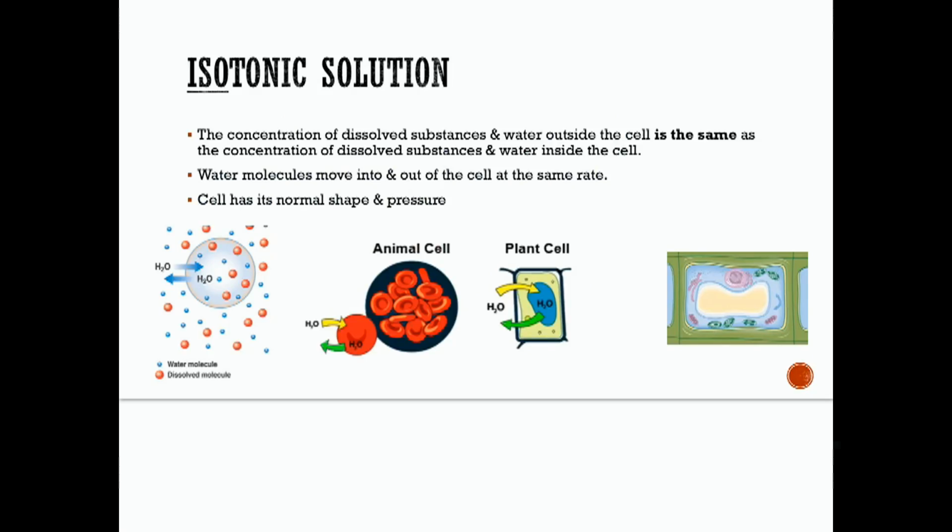Okay, we're going to talk about 3 different types of solution that the cell could be in: isotonic solution, hypotonic solution, and hypertonic solutions.